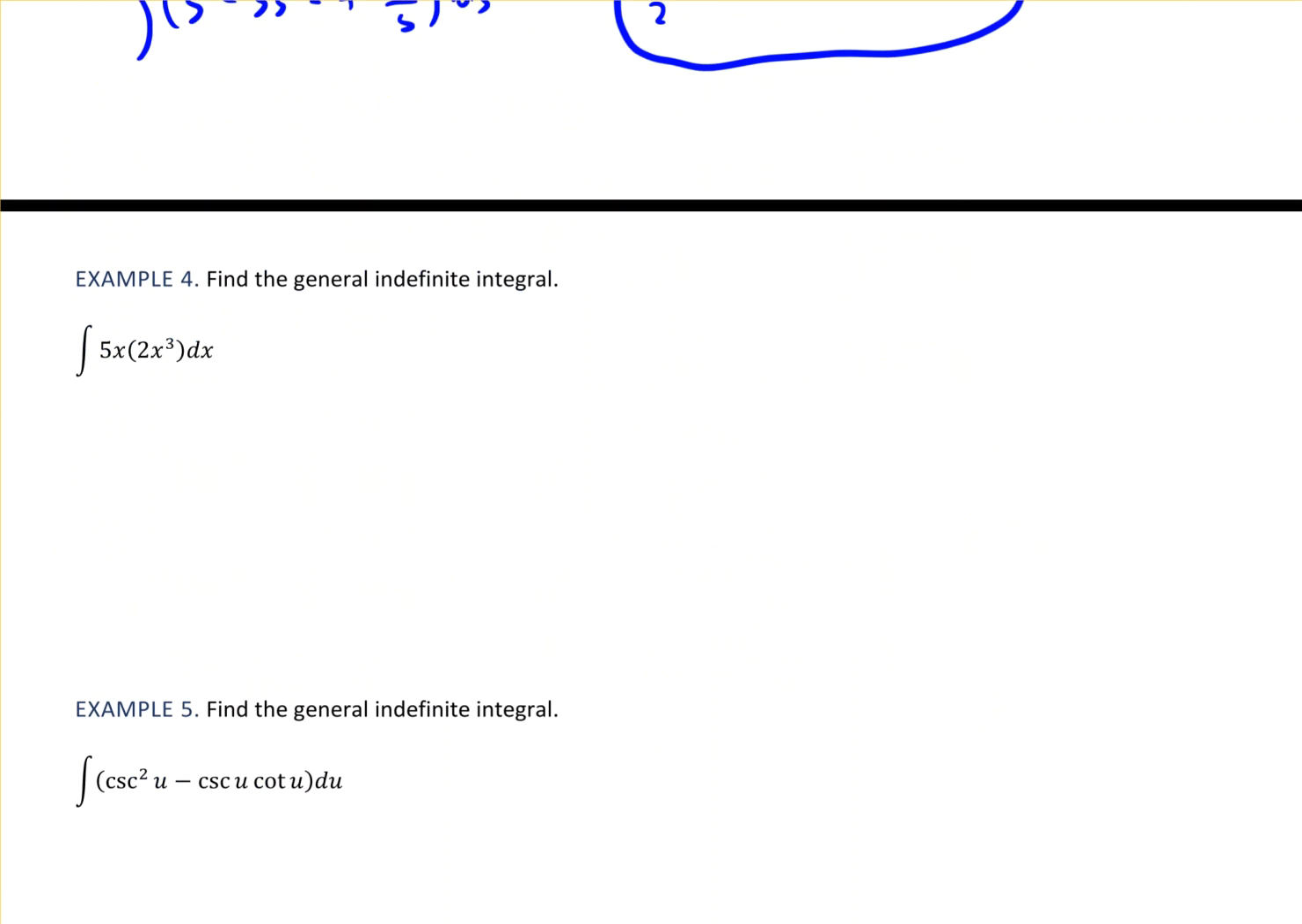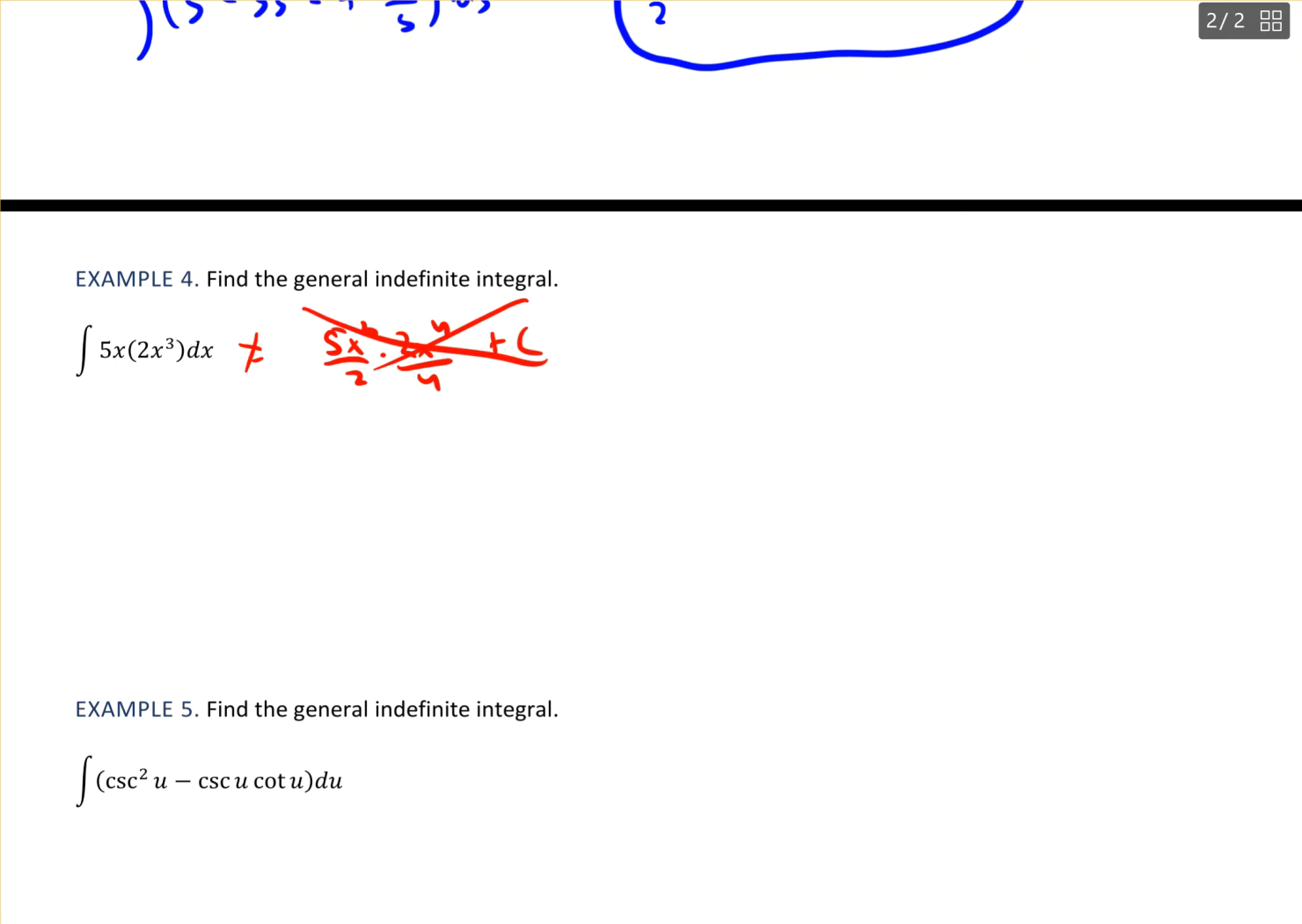Example 4. So again, basically the hard part with these sometimes is you try to do things that you're not allowed to do. So this one you might look at it and you might say, okay, this is 5x squared over 2 times 2x to the 4th over 4, plus c, but that is not allowed.